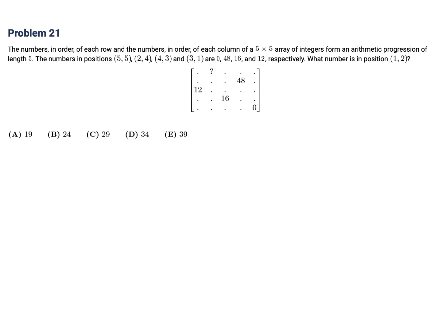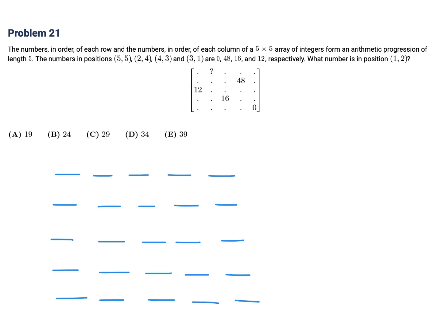Okay, I'm going to have to draw this a little bit bigger. So 1, 2, 3, 4, 5, 1, 2, 3, 4, 5, and so on, because that is way too small for me to fit in what I need to write. Okay, so these are the 5 by 5 numbers, and our task is to figure out this one, the one they have called a question mark. Let me fill this in properly. That's a 48, that's a 12, that's a 16, and that's a 0. That's all they have given me.